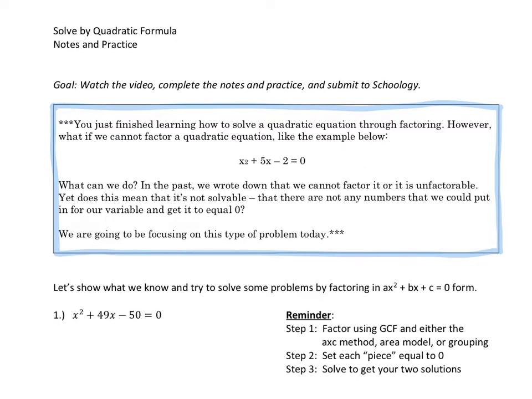Because in the past, we've written down that we can't factor it out, or we've said it's unfactorable. This is true, but does that mean that it's not solvable? That there are not any numbers that we could put in for a variable and get it to equal 0? Well, that's the type of problem we're going to be focusing on today.